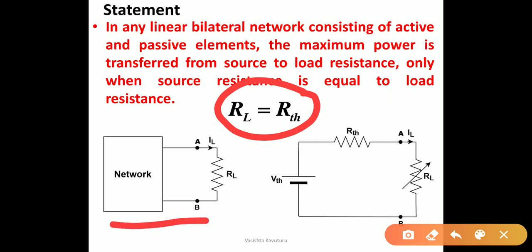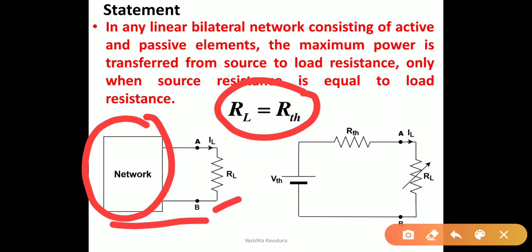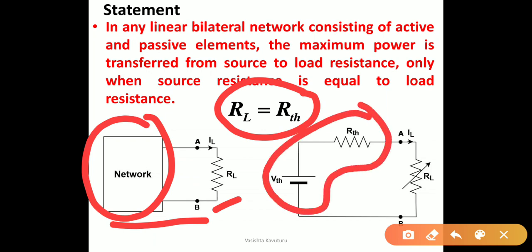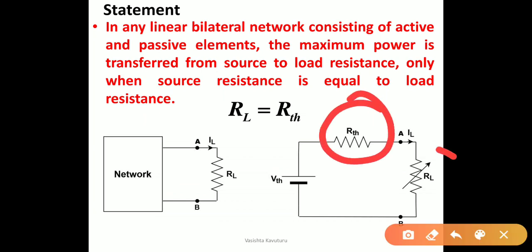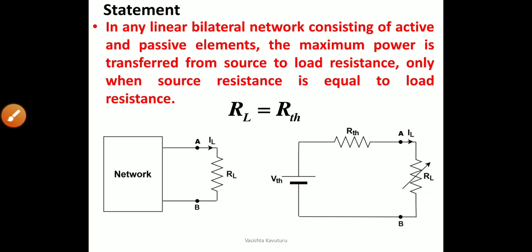If you observe this circuit, it is a linear bilateral network consisting of active and passive elements along with the load resistance. This can be replaced with a Thevenin equivalent circuit having a source voltage of VTH and source resistance of RTH connected with a load resistance RL. The maximum power is transferred from the source to the load resistance only when the source resistance value is equal to the load resistance value. Therefore, RL is equal to RTH. This is the condition for the maximum power transfer theorem.